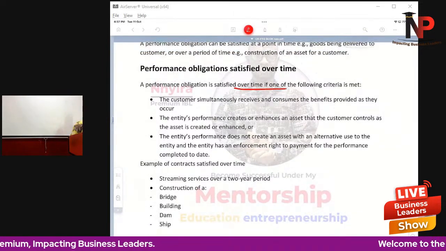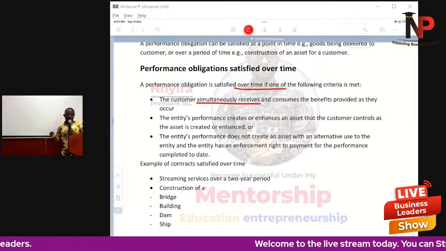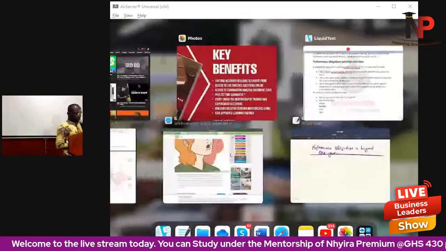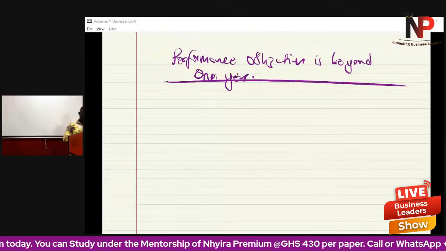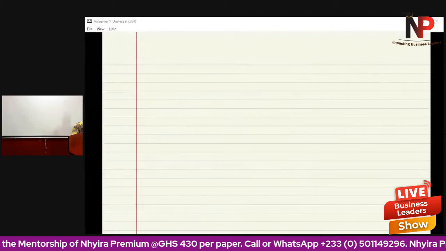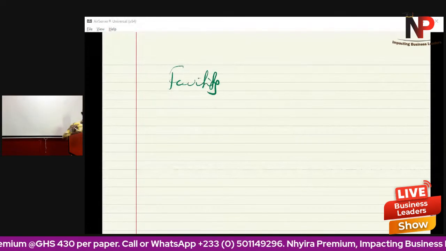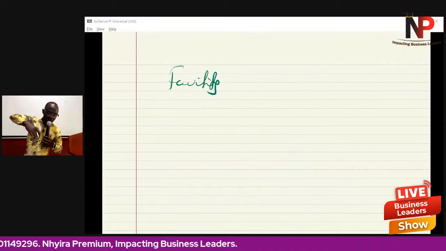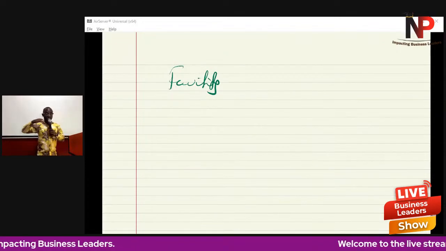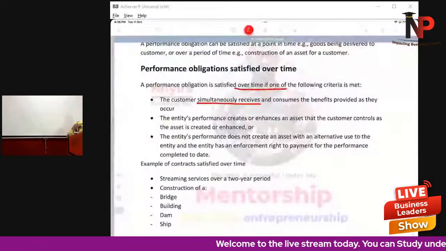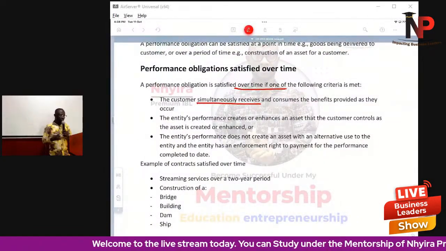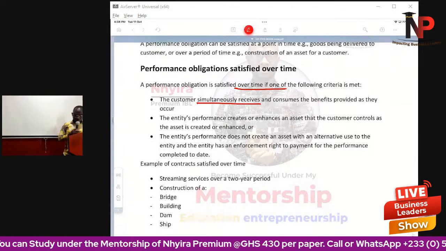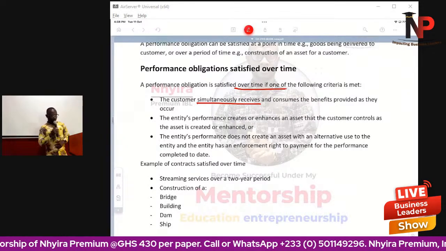One, the customer simultaneously receives and consumes the benefits provided as they occur. For instance, we are constructing a building or a facility, maybe a 5-story or 10-story building. As we finish each floor, the customer occupies it. So if the contract is such that the customer simultaneously receives and consumes the benefits provided as they occur, then we need to recognize revenue.